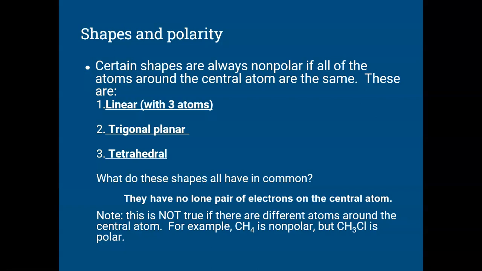So what that means is that these shapes are completely symmetrical, and so all the bond dipole moments can cancel out. Now it's important to note that this is not true if we have different atoms around the central atom. So for example, CH4 is nonpolar, but CH3Cl would be polar because not all of those 4 bonds around carbon are exactly the same.